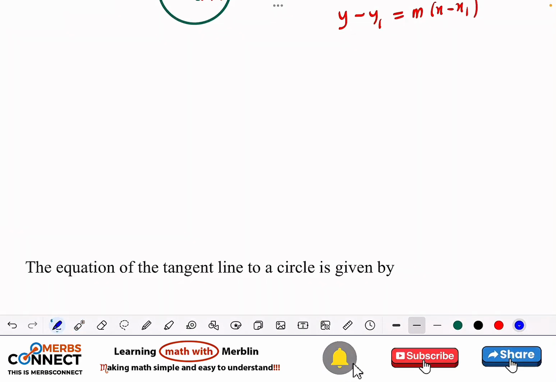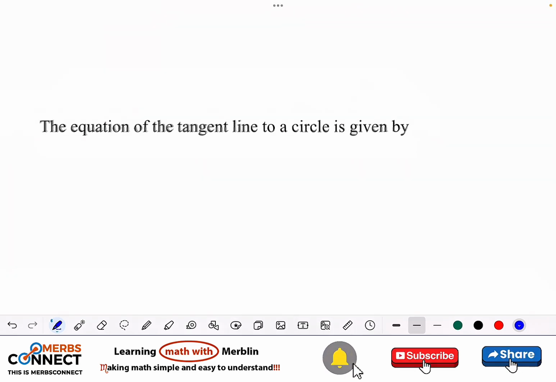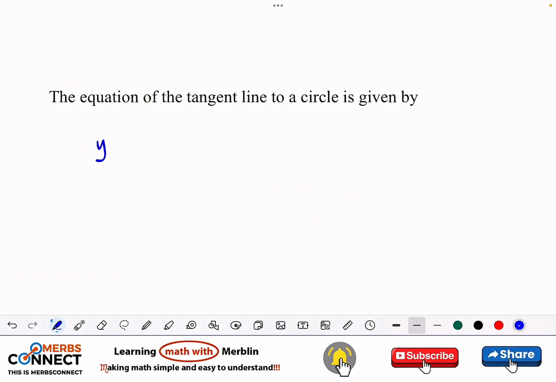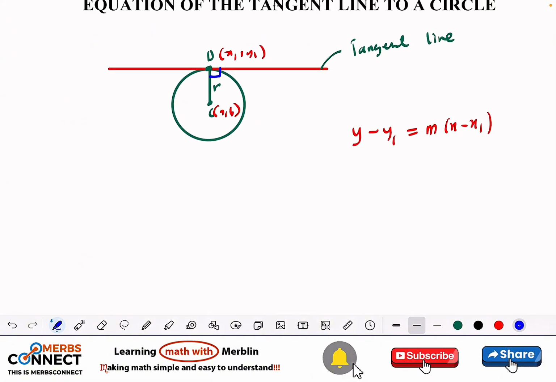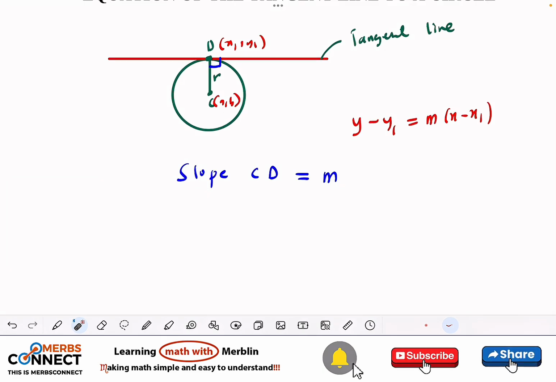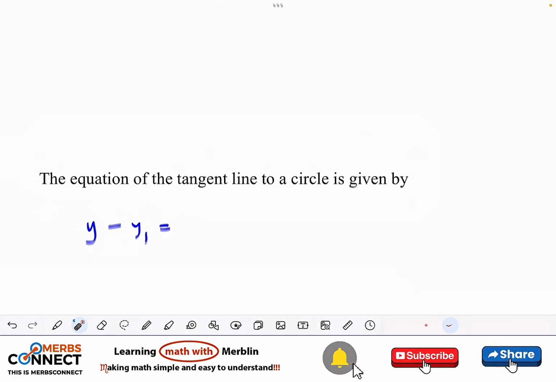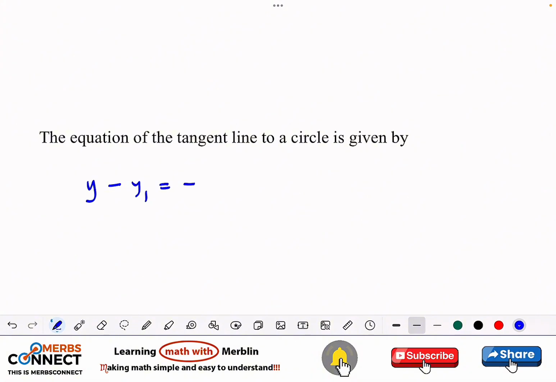So the equation of the tangent line is given by, so I'm going to write it right here, y minus y1 equals, so here if I'm finding the slope of CD, line CD, and assume that I'm saying that it's equal to m, since the tangent is perpendicular to this line, then my equation of the line is going to be minus 1 divided by m, x minus x1.